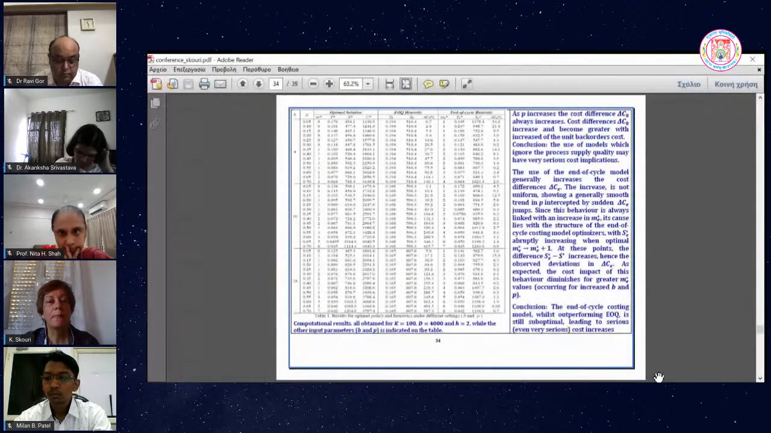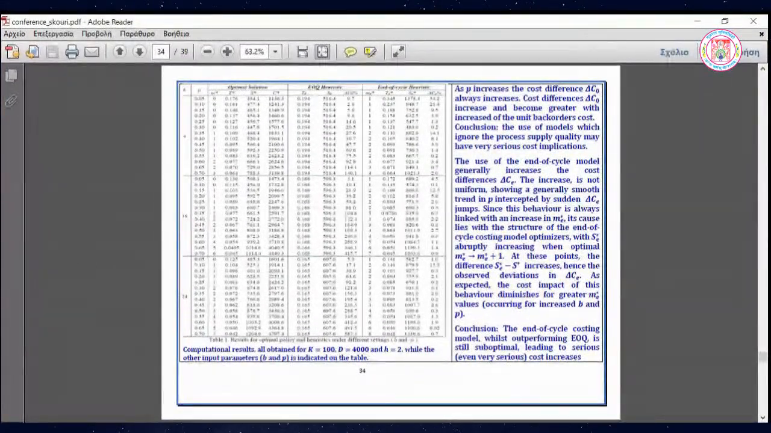And here we have the computational results obtained for these values of K, D, and H, and the values of B and P given in the table. First we consider the impact of ignoring the effect of supply disruption. We can see that as the supply process deteriorates, this means P increases, the cost difference always increases.